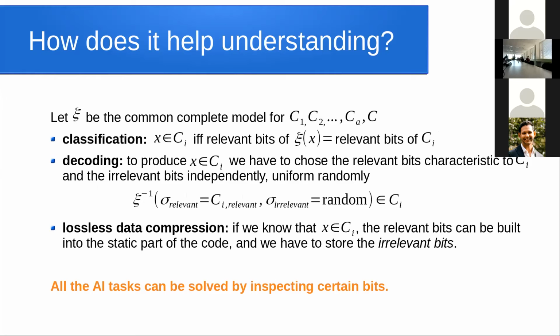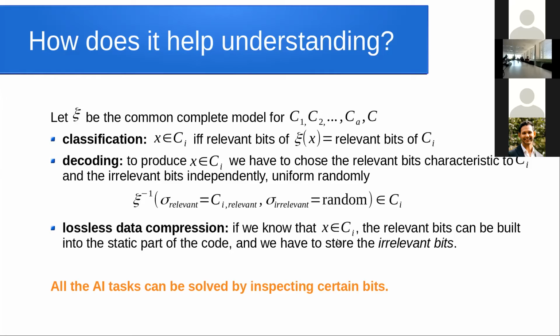And we can also solve the decoding or lossless data compression. This last thing is very interesting. So for example, let's imagine that we have an element of some of the subsets that we know belongs to a given subset. Then how can we compress the information that is contained in this image? If we know, so this is a prior knowledge, so to say. The prior knowledge in this new coordinate system means that we know that all the relevant bits are deterministic.